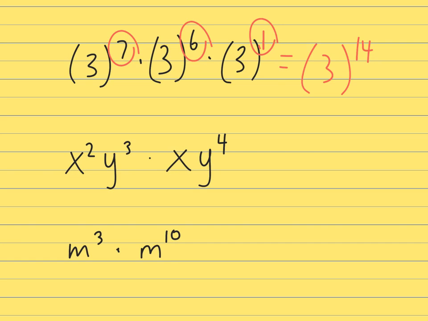For the next one, you have x's and y's to deal with here. So I want you to think of your x's as one problem to deal with, and your y's as a separate problem to deal with. Okay, so let's look at our x's first. So if we do that, x squared times x to the first is x to the third, and y to the third times y to the fourth is y to the seventh. 3 plus 4 is 7, so that would be your answer for that one.